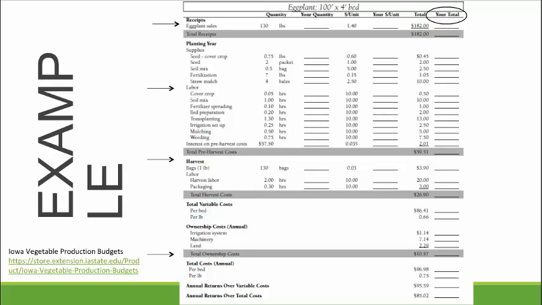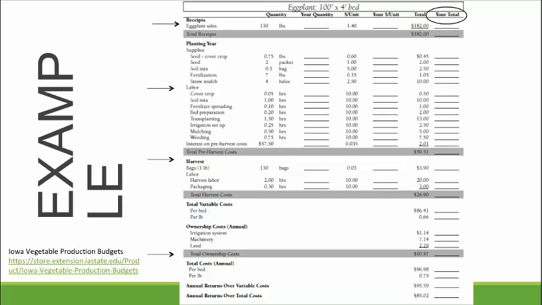So here's an example, and I'm hoping this shows up okay. We don't need to look at the numbers very specifically, but this is an example. You can see I've cited Iowa vegetable production budgets on here. This is for eggplant in a 100 foot by 4 foot bed. And again, I think it's important to understand the units. So that's the unit that we're growing in, is that amount of space. We're going to plan to grow 130 pounds of eggplant, and we're going to sell those for $1.40. And then you can see the net income.